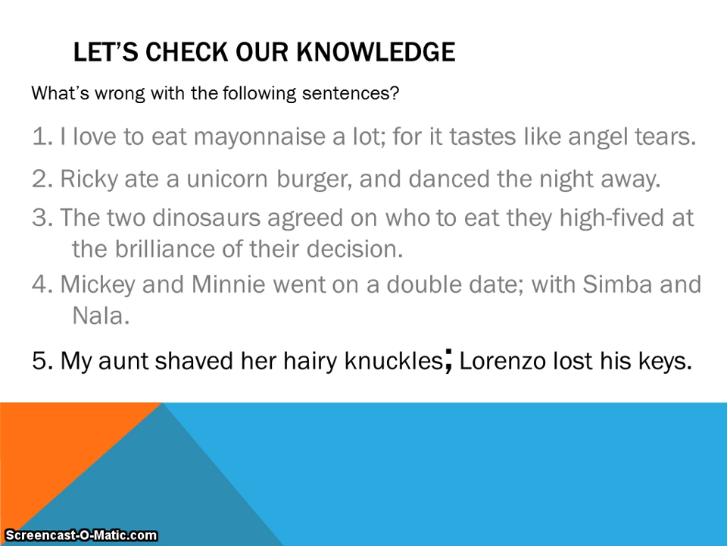All right, last one. My aunt shaved her hairy knuckles; Lorenzo lost his keys. The problem with this one is there's no relationship. Just because my aunt shaved her hairy knuckles doesn't mean Lorenzo loses his keys. Unless, of course, she shaved her hairy knuckles over the key tray and then under the pile of hair you could not find his keys, then there would be a relationship. But as is, we don't understand that context. There's no relationship. So that semicolon should instead be a period.